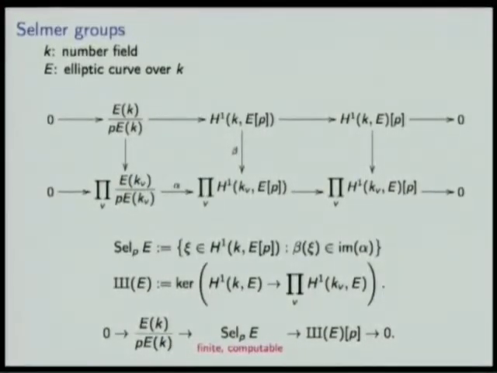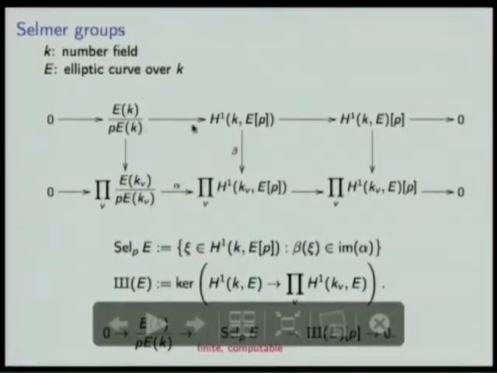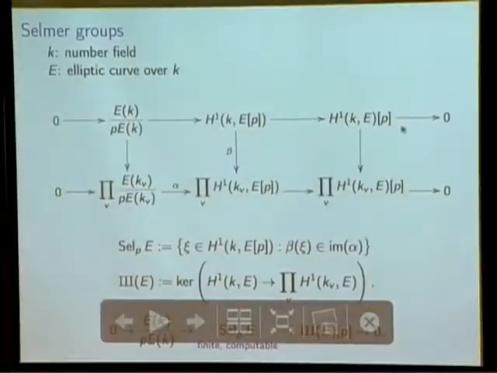If you take the short exact sequence that defines the p-torsion of the elliptic curve, the exact sequence that has a multiplication by p map from E to itself in it, and take the long exact sequence of cohomology associated to that, then you get this top row here. If you do the same thing over each completion of K, and you take the product, then you get this bottom row here, and you have natural vertical maps going down.